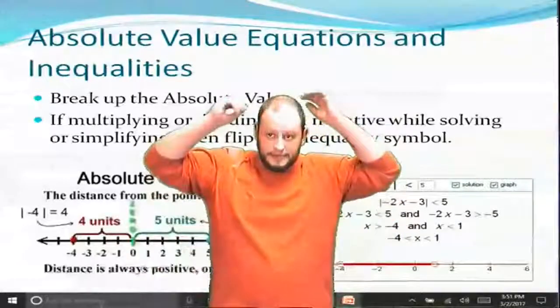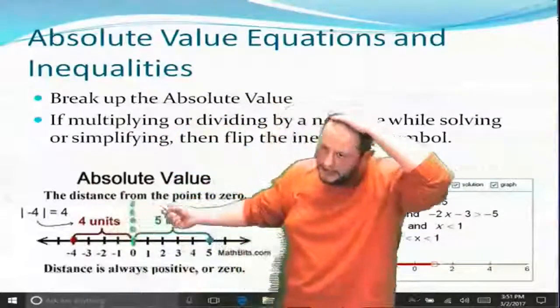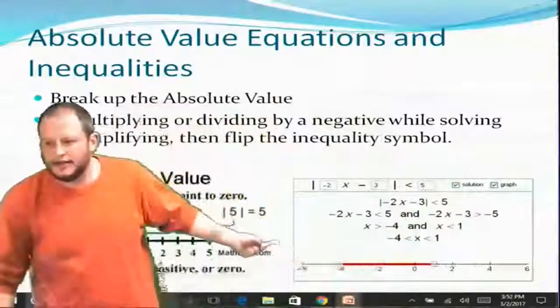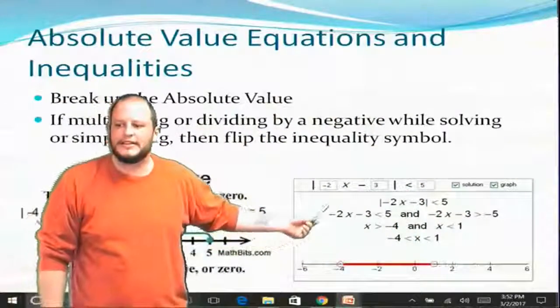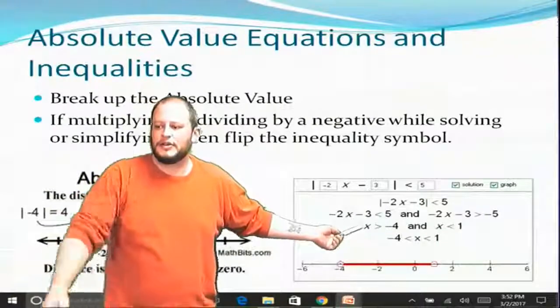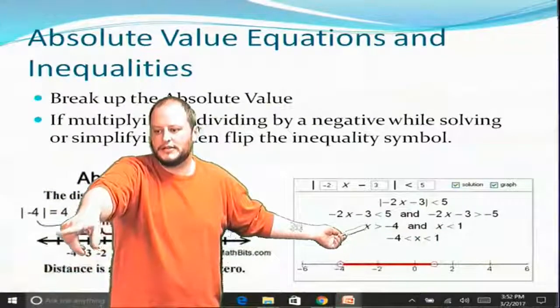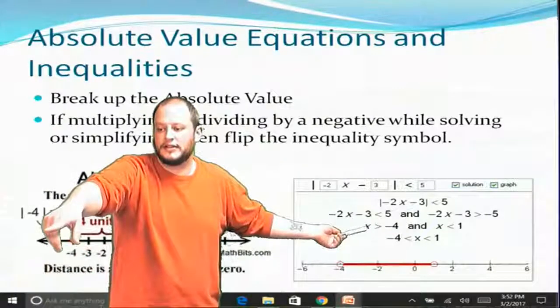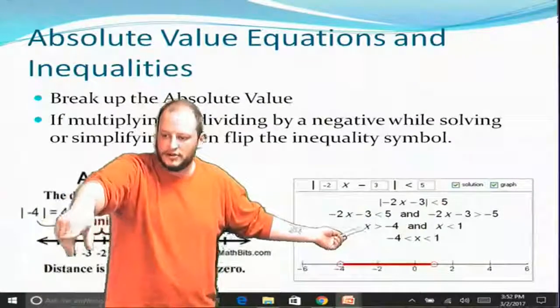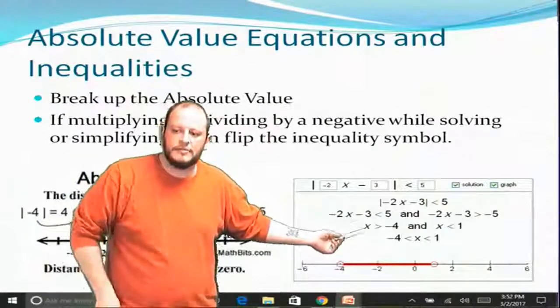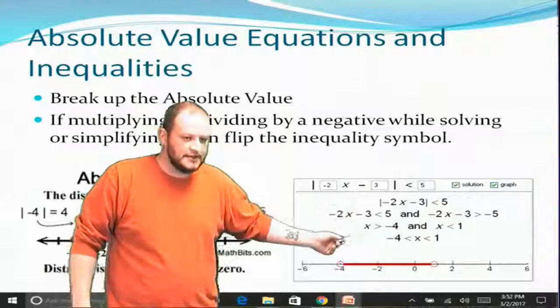Hello, welcome back. Here I am. So, as you can see, they did it a little differently than I did. But the idea is the same. They're breaking it up. Notice that negative 2x minus 3 is less than 5. It's also greater than negative 5. So they're doing it in a little different order than I am, but it's still the exact same.